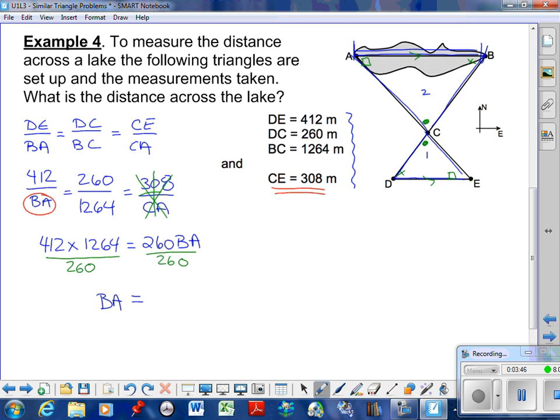So we find that this lake is about 2,003 meters wide. So therefore, the lake is 2,003 meters wide. So about, oh boy, meters, M, wide. So about 2 kilometers in width.